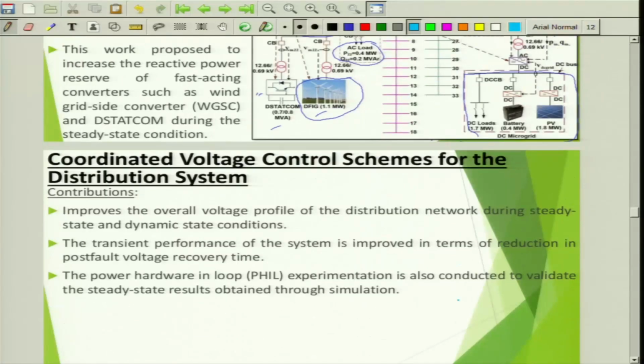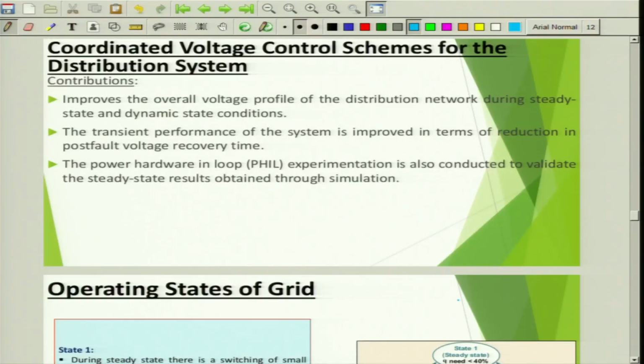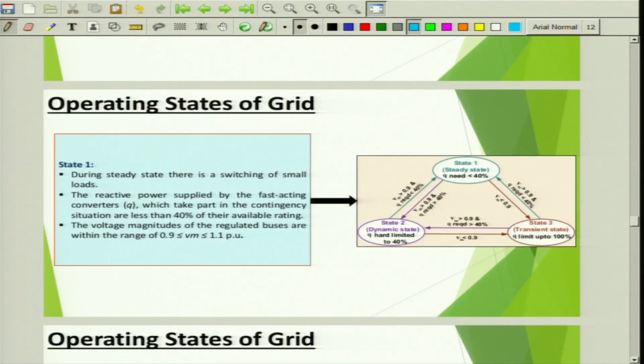Now, let us try to understand how we have worked this out. First of all, we have considered 3 operating scenarios of the system. One is the steady state, second is the dynamic state, and third we have termed the transient state. Any state is decided based on two things. One is the voltage profile, and second is the reactive power injection from the fast acting converters as expected during that specific state.